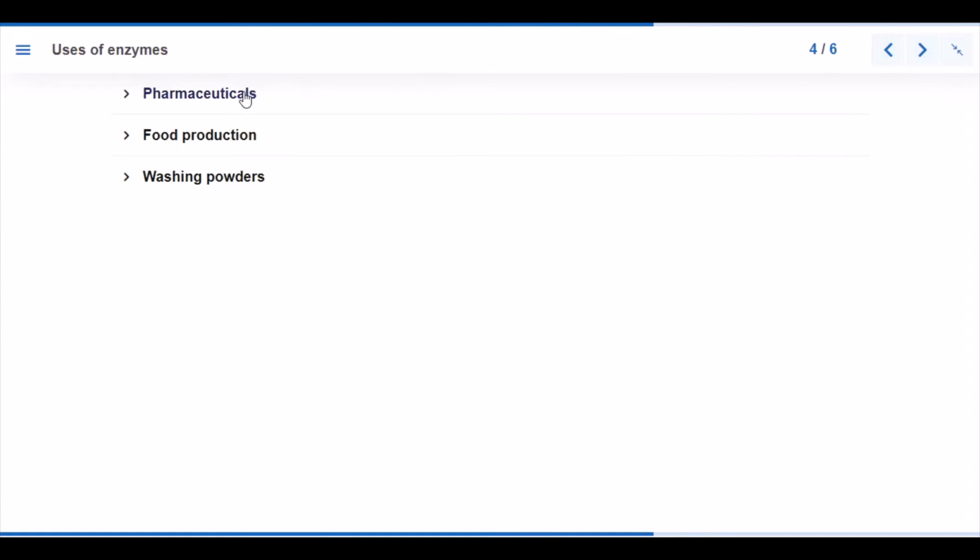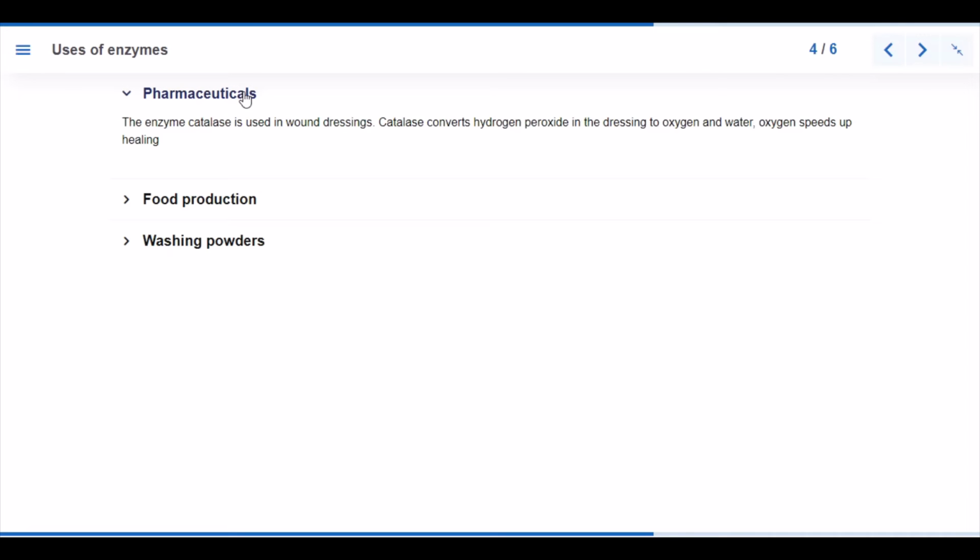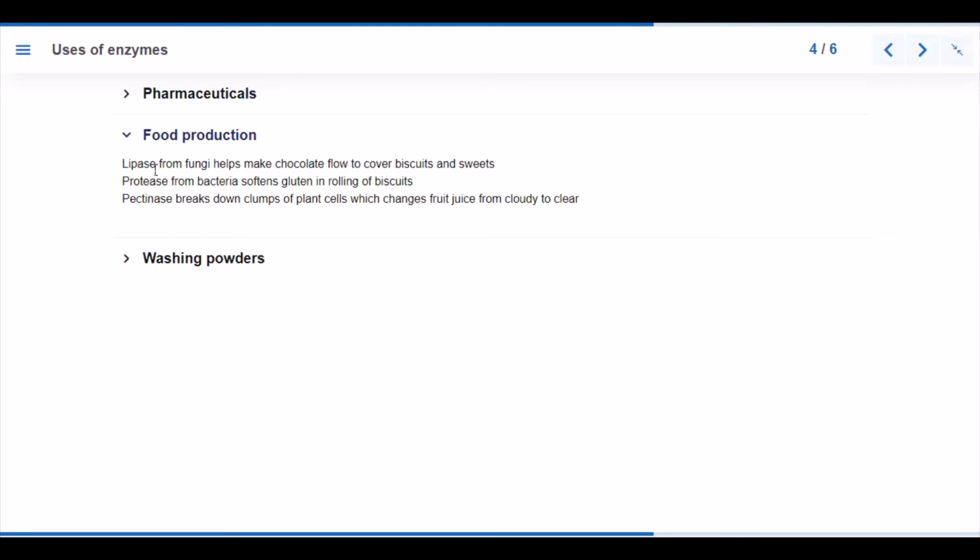Uses of enzymes. There are several uses of enzymes. We have found some of their uses in pharmaceuticals. The enzyme catalyst is used in wound dressings. Catalyst converts hydrogen peroxide in the dressing to oxygen and water. Oxygen speeds up healing. In food production, lipase from fungi helps make chocolate flow to cover biscuits and sweets.